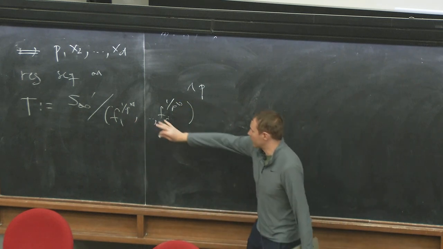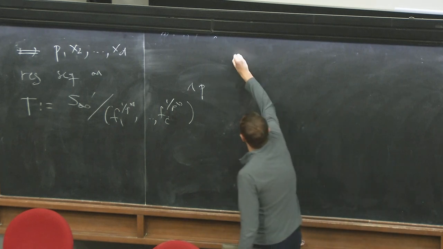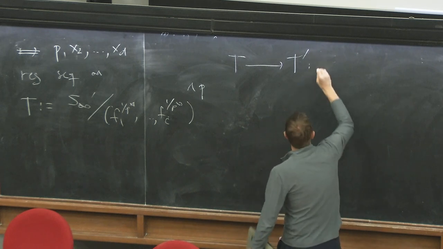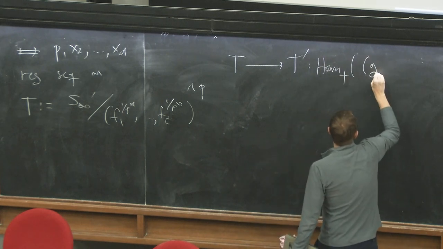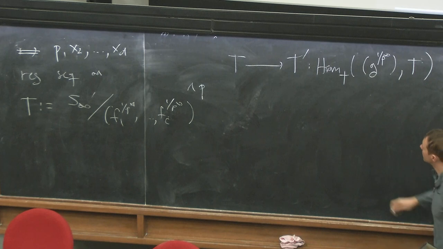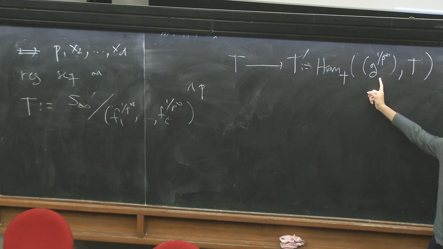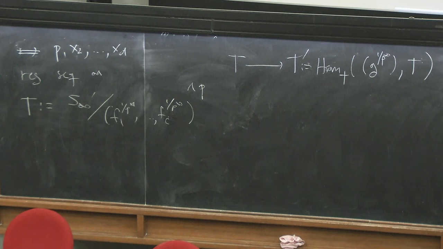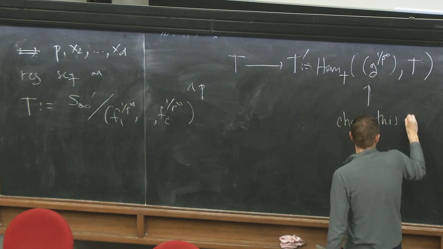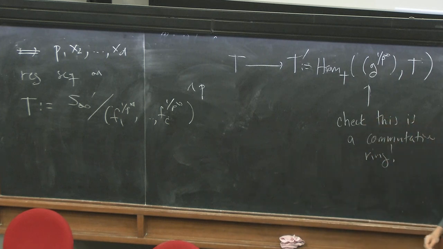All right? So the question is, how then can I transport this guy to give me something for Q? And we're going to use the following trick. So consider the map T to T prime, which has the following form. Look at the set of homomorphisms over T from G1 over P to the infinity, this ideal, back to T. Okay? And this is a little crazy, but check that this is a commutative ring.